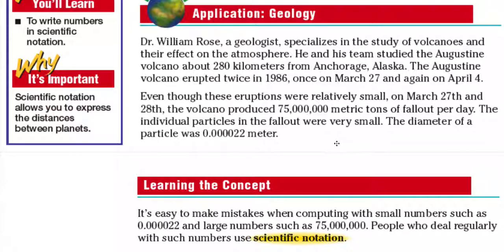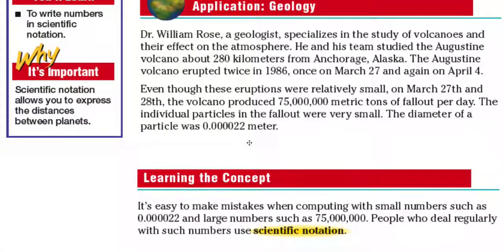Even though these eruptions were relatively small, on March 27th and 28th, the volcano produced 75 million metric tons of fallout per day. The individual particles in the fallout were very small. The diameter of the particle was 0.000022 of a meter. Okay, so what does it have to do with our lesson?